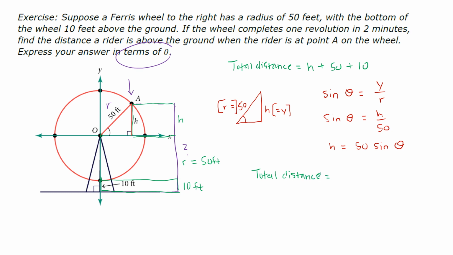All right, so we have 50 sine theta plus 50 plus 10. To simplify that, I will get 50 sine theta plus 60. And this would be the expression that represents the distance, or the height, of a rider at point A from the ground. Okay, awesome.